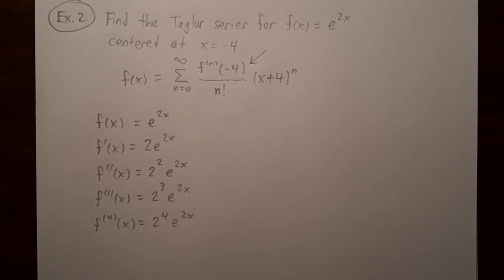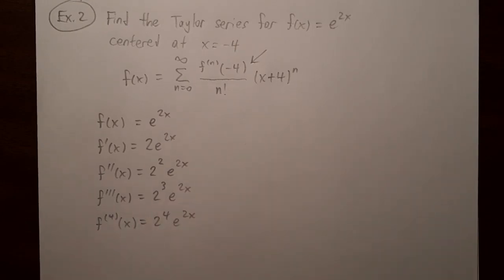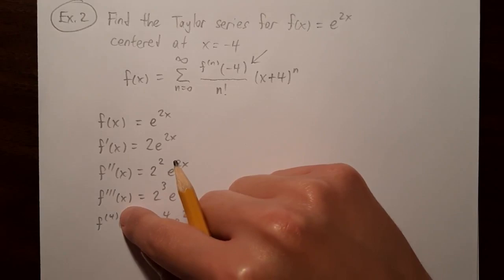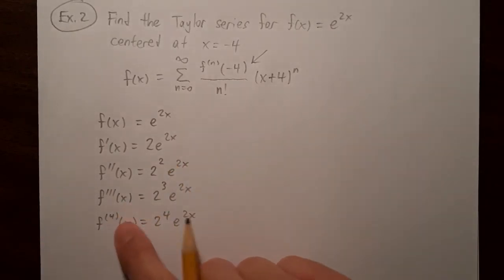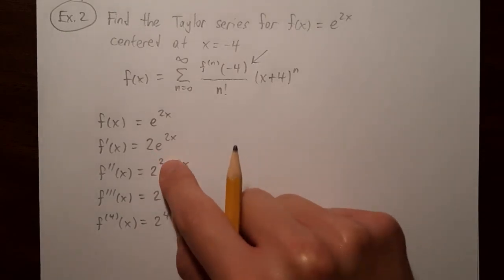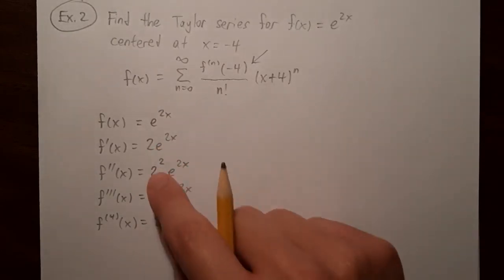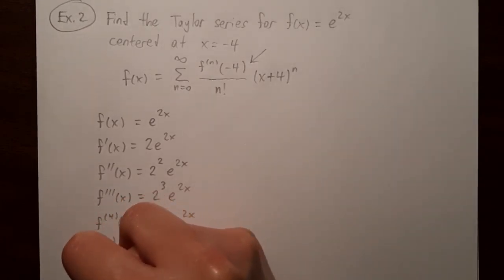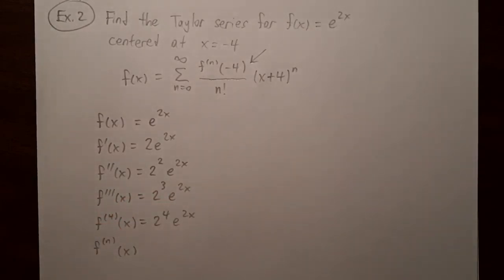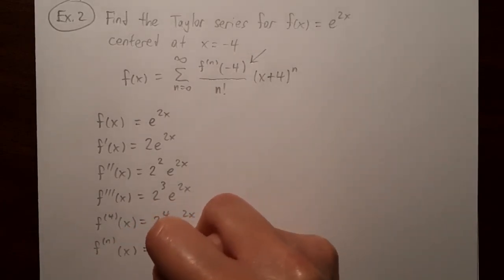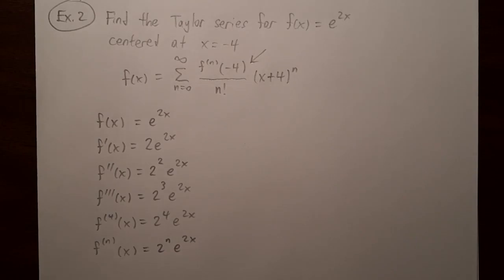All right, and I think you can see how we might write a general formula for the nth derivative. It looks like whatever derivative order we're at determines which power of 2 we're looking at. If we're taking the second derivative, we have the second power of 2. We have a fourth derivative, we have the fourth power. So following the pattern, the nth derivative of f at x is going to be 2 to the n times e to the 2x.